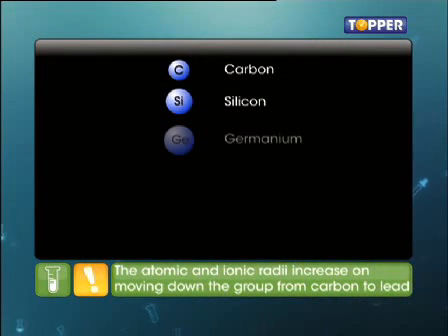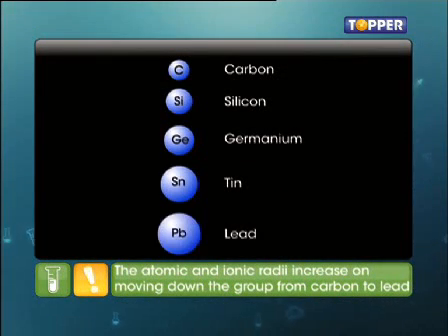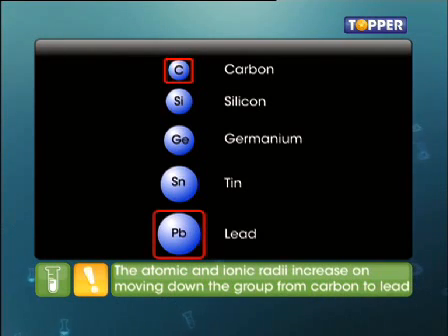Let us now discuss the properties of group 14 elements, starting with their atomic and ionic radii. In group 14, the atomic and ionic radii increase on moving down the group from carbon to lead. This is due to the addition of a new shell for each element while going from top to bottom in the group.